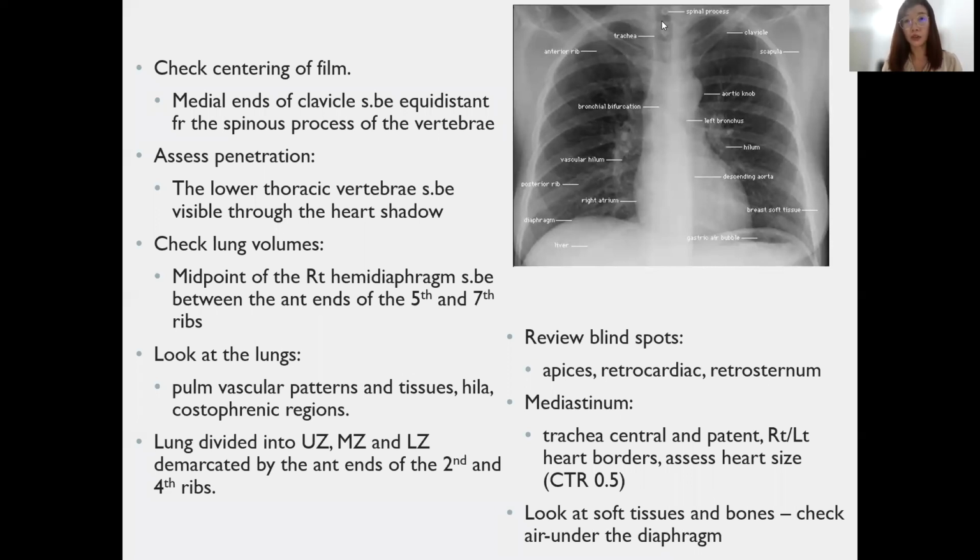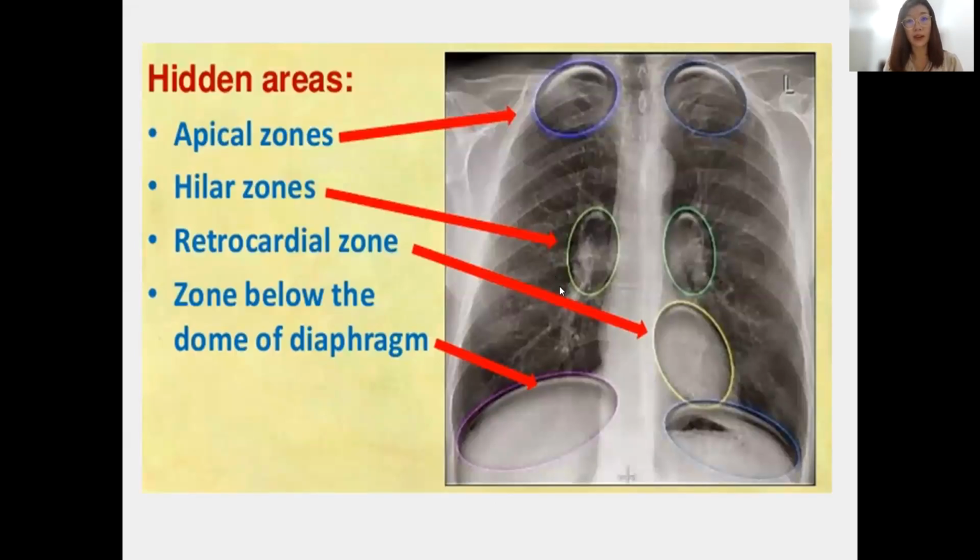After that, go to the trachea to see whether it's patent, which we show as a lucent lumen here, and then the left and right heart border. After that, we need to measure the cardiothoracic ratio. Normal will be 0.5. Then the last step will be to look at the bone and the surrounding soft tissue. So these are the hidden areas that we must always look at when we interpret the X-ray: the apical, the hilar region, the mediastinal, the retrocardiac region here, and also under the diaphragm.